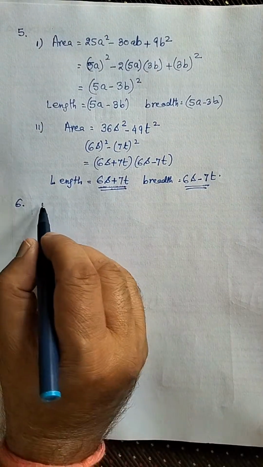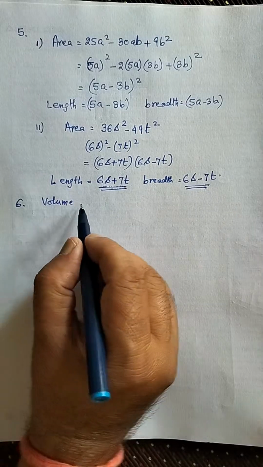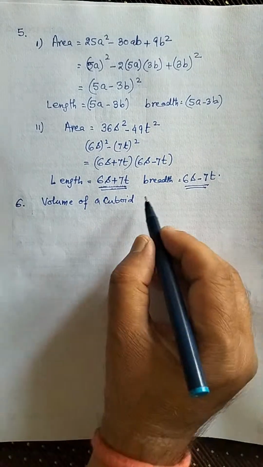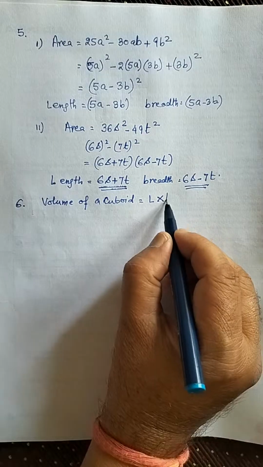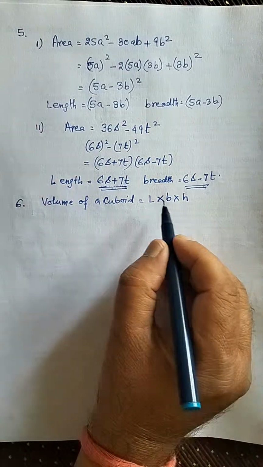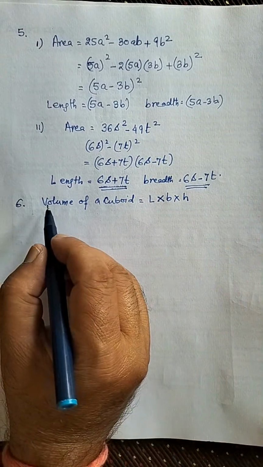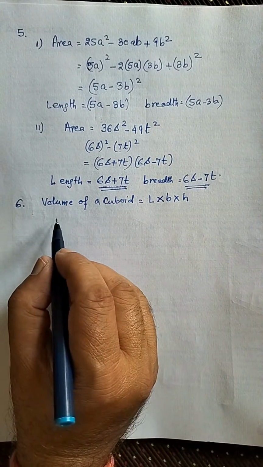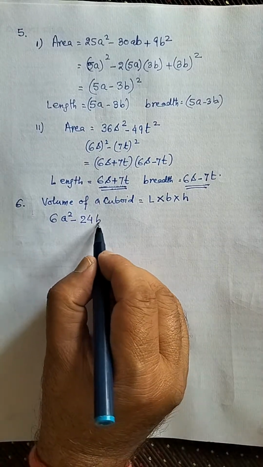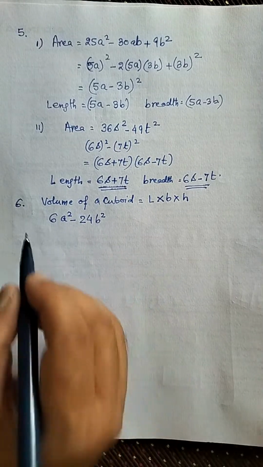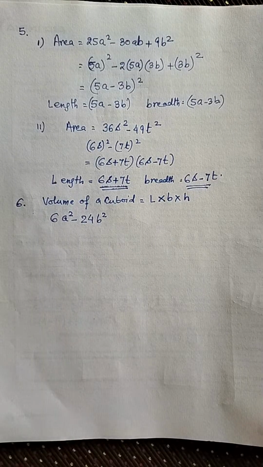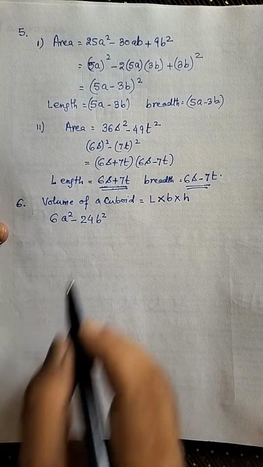Now come to the next question, sixth question. He has given the volume of a cuboid. You know that volume of a cuboid is nothing but length times breadth times height. And he wants us to find out possible values of length, breadth and height. Volume he has given as 6a square minus 24b square. So in this case, we have to factorize, and probably we will get 3 factors, one corresponding to the length, breadth and height. Fine, let's go for factorizing it.